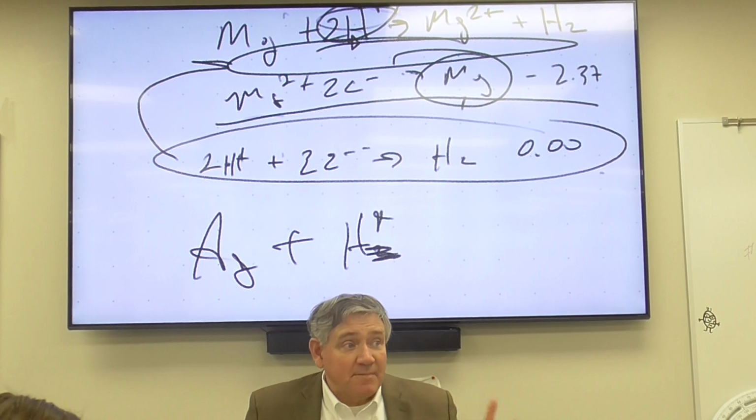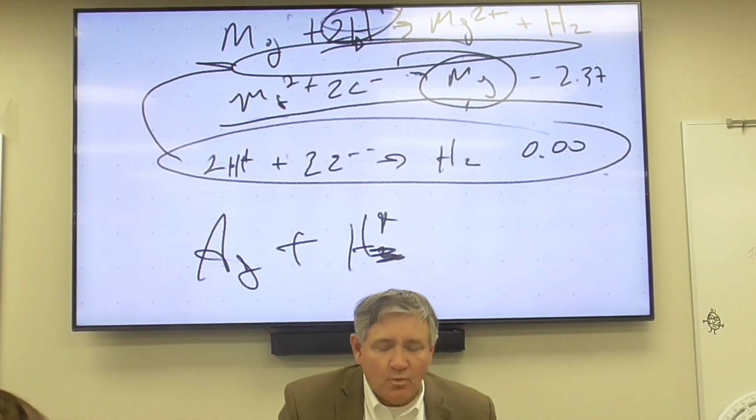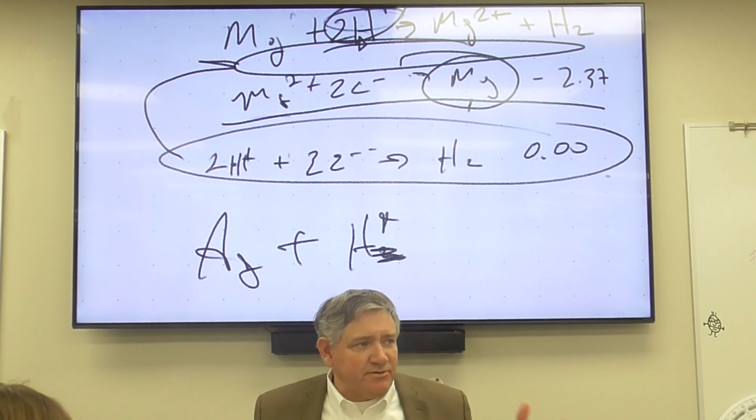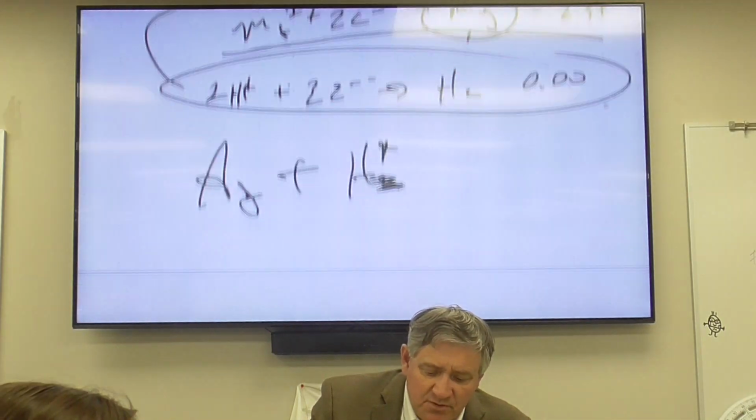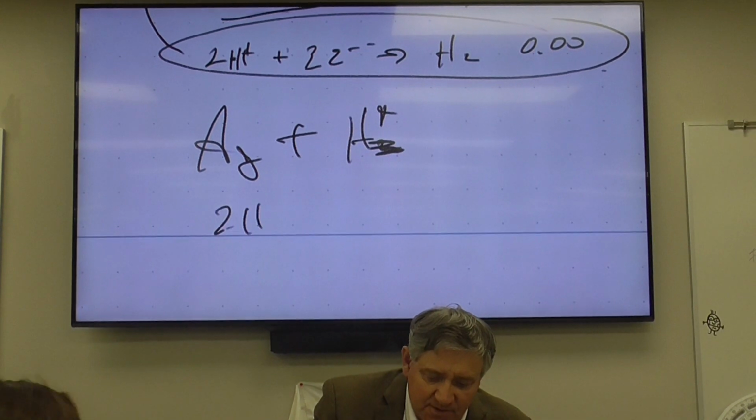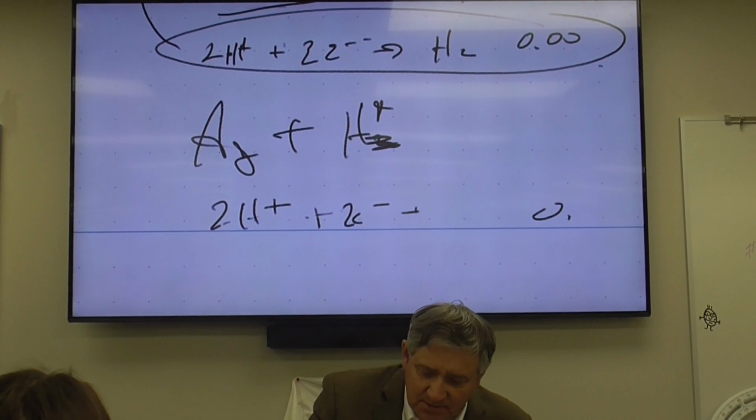Now, for those of you that are math nerds, we're going to get into something later called the standard reduction potential. If you look at this mathematically, you have 2H plus 2 electrons, hydrogen, that's 0.